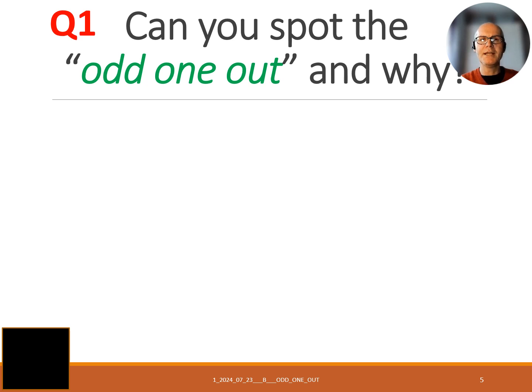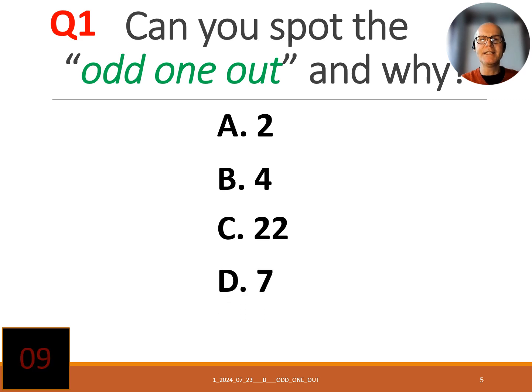Question 1. A. 2, B. 4, C. 22 and D. 7. What's the odd one out here and why?